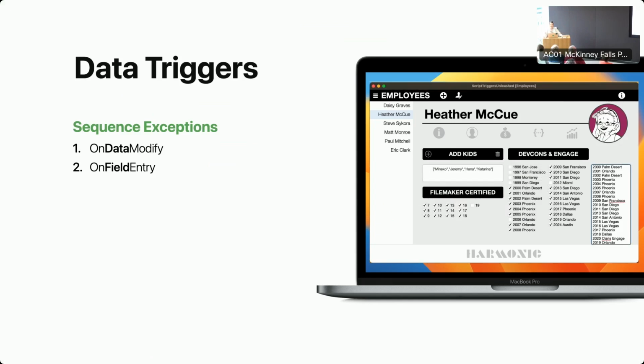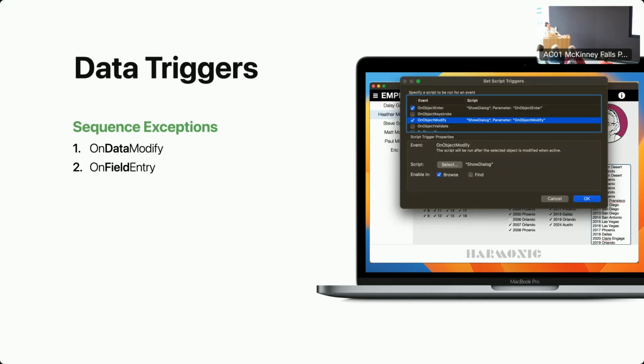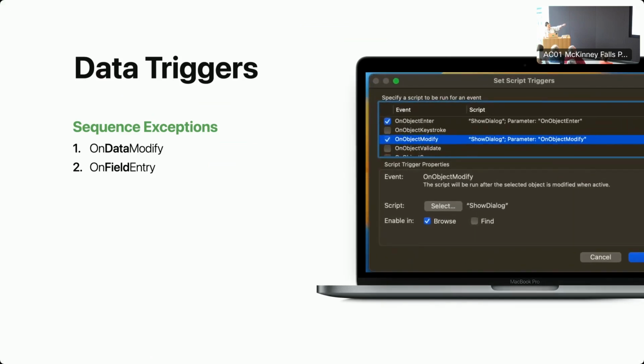Does anyone here know the answer to why it behaves that way? I just thought it was kind of okay. I just had to live with it. And I actually discovered there's a reason for it, and it's right there, where you're setting the on modify. It says, let's see it from here: Script will run after the selected object is modified when active.